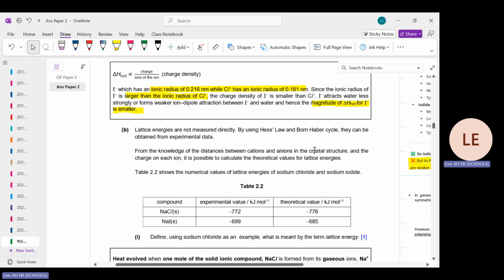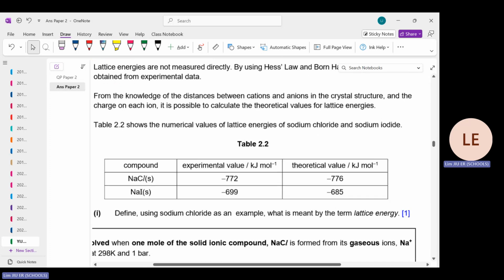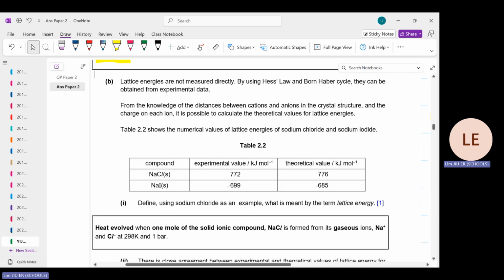So in this case, what am I talking about? I'm actually talking about your sodium chloride, your sodium iodide. They give you the experimental value, they give you the theoretical value. So what does the theoretical value mean? Theoretically, I will assume my NaCl and my NaI to be pure ionic. That means to say the Na transfers an electron to the Cl, giving Cl minus, and it is pure ionic. So that is the theoretical value.